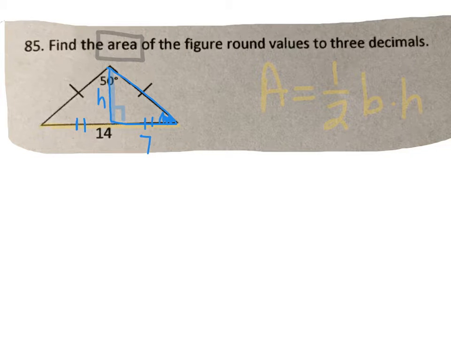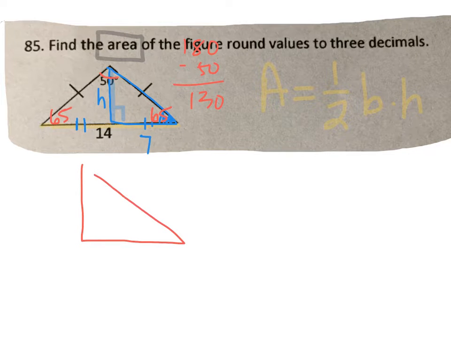I have an isosceles triangle with a vertex angle of 50. So 180 minus 50 is 130. Therefore, each of these base angles here is going to be 65 degrees because the base angles of an isosceles triangle are equal. So now I have this nice right triangle with a base of 7, an angle of 65, and that is my height. So knowing that, I can use trig to figure out what the height is.